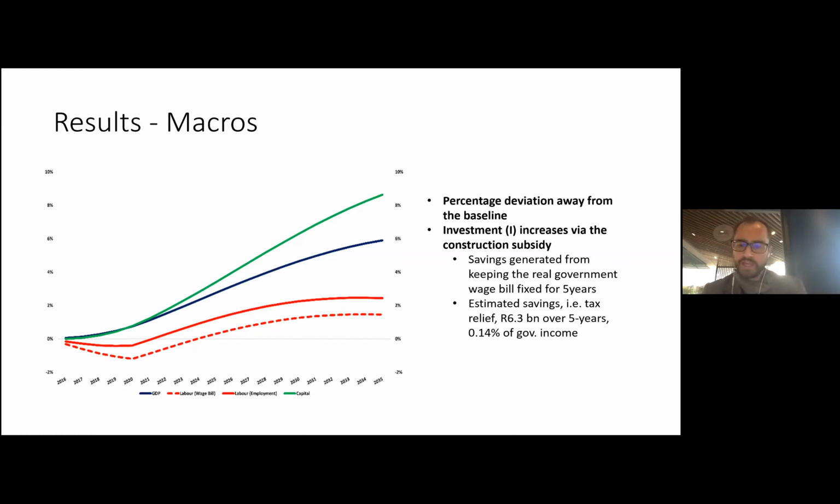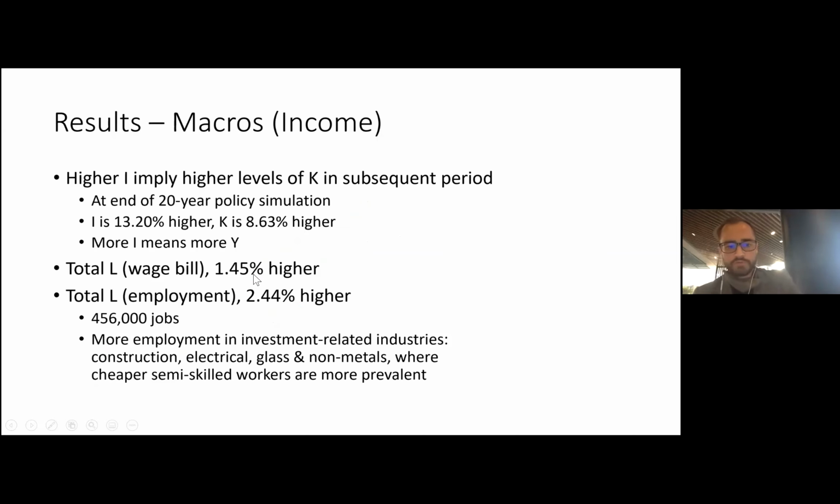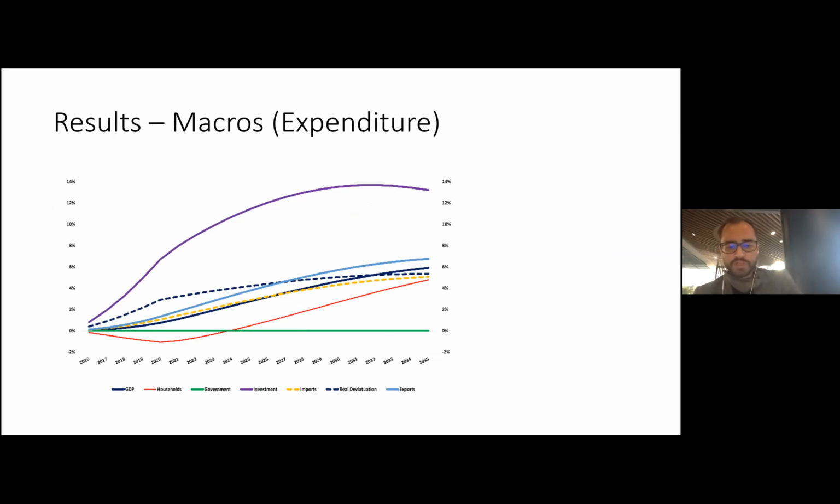And then we use that to increase investments through a subsidy in the construction industry. Here you can see that over that 5-year period, it's a tax saving for the construction industry of 6.3 billion. It's a very small portion of government's total income. On the left-hand side, some of the initial macro results from the income side. The next one will show you the expenditure side. Just quickly showing you how it looks.